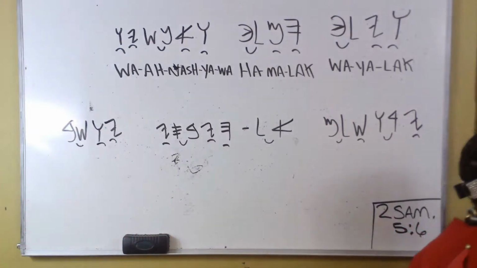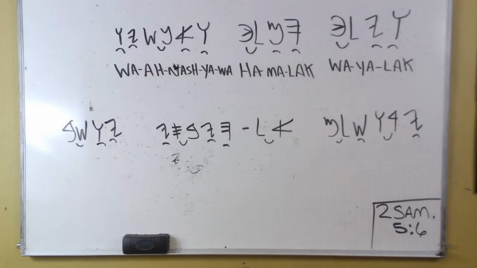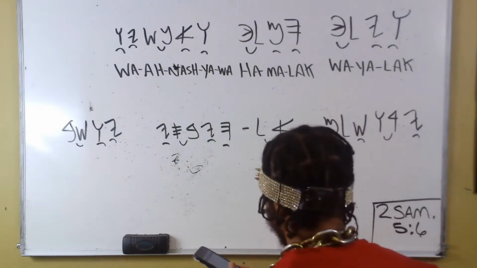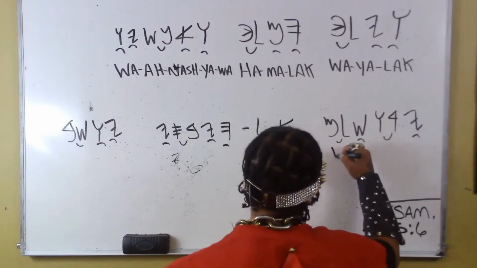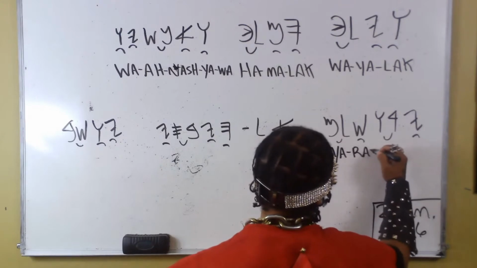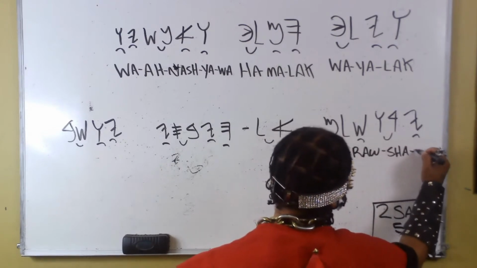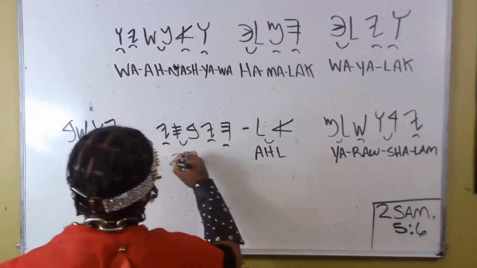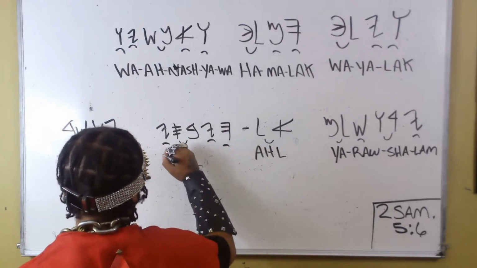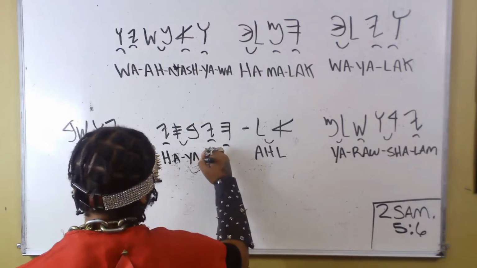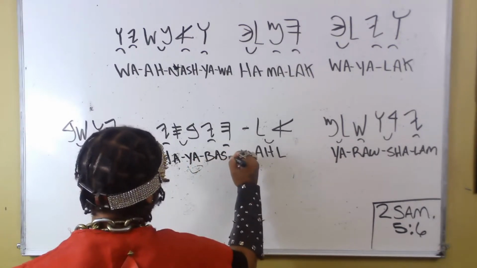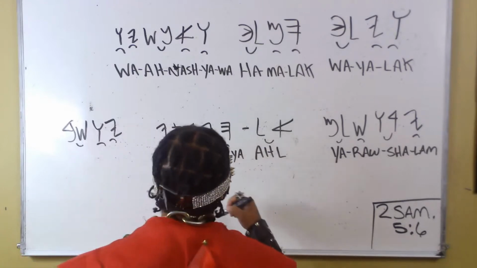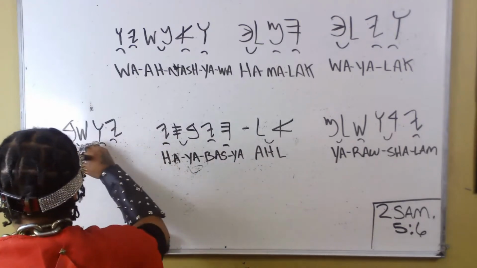So let's start with that. Let's stay right here with it, and let's translate it. Let me put the pronunciations. Yerushalayim. All right. Yerushalayim. Al. Ha. Yabasya. Yashab. Yawashab.